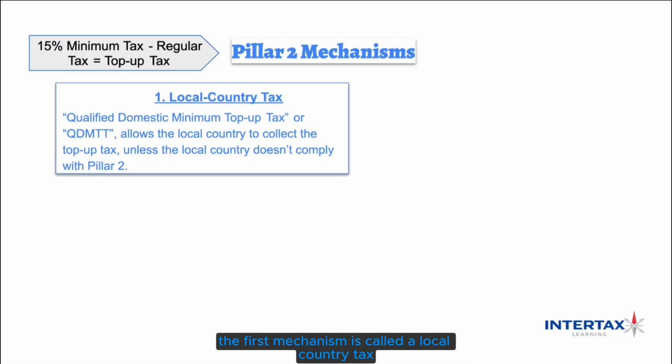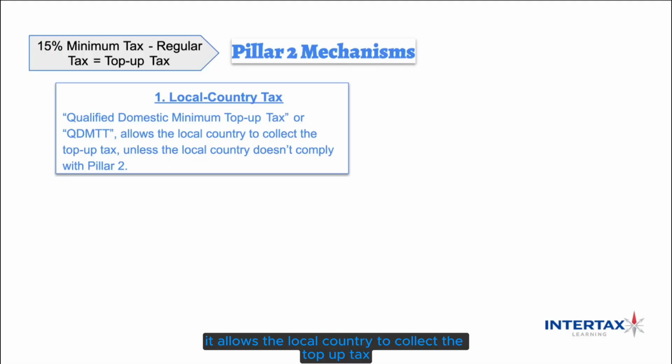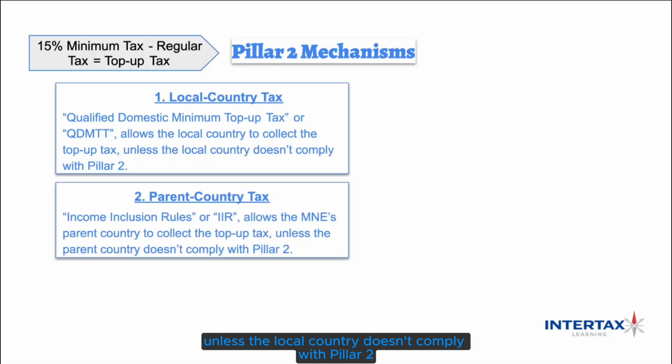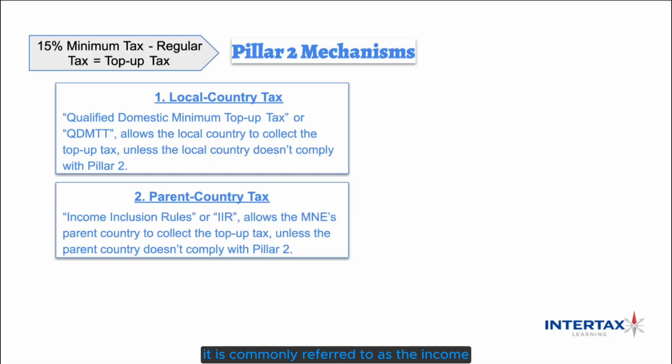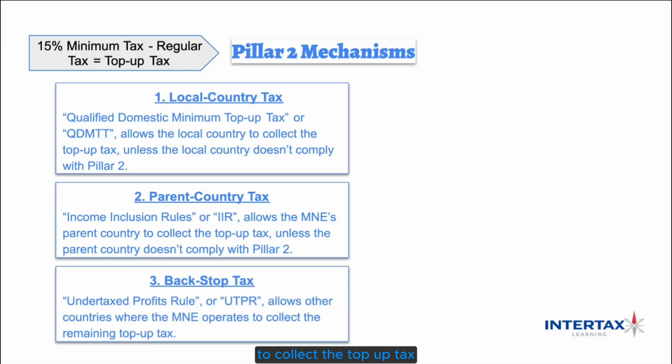The first mechanism is called a local country tax. It is also commonly referred to as the Qualified Domestic Minimum Top-Up Tax, or QDMTT. It allows the local country to collect the top-up tax unless the local country doesn't comply with Pillar 2. The second mechanism is called a parent country tax. It is commonly referred to as the Income Inclusion Rule, or the IIR, which allows the multinational's parent country to collect the top-up tax unless the parent country doesn't comply with Pillar 2.